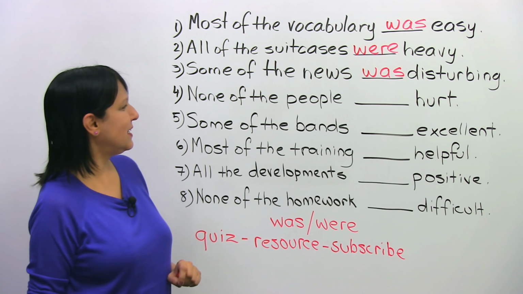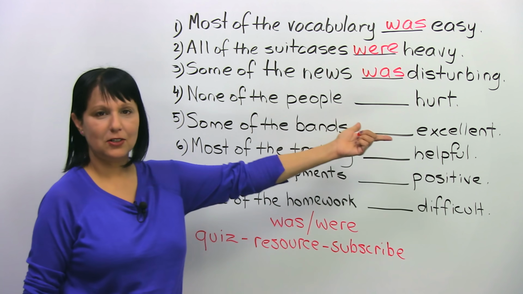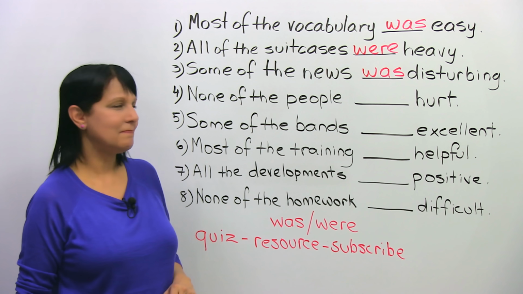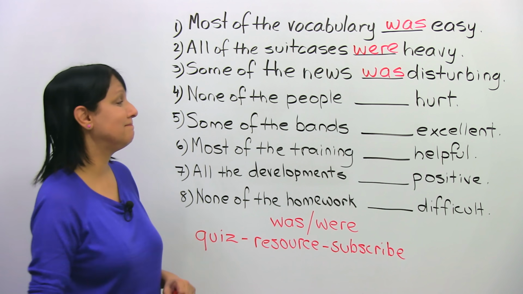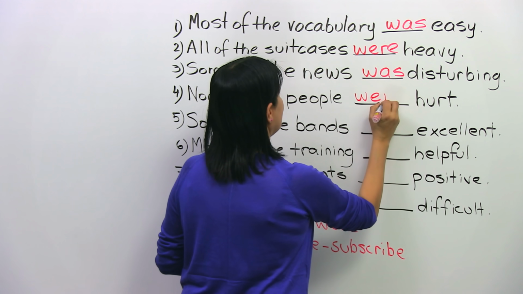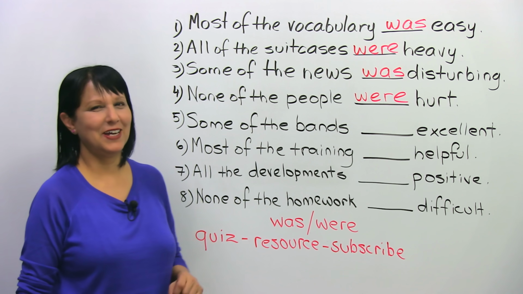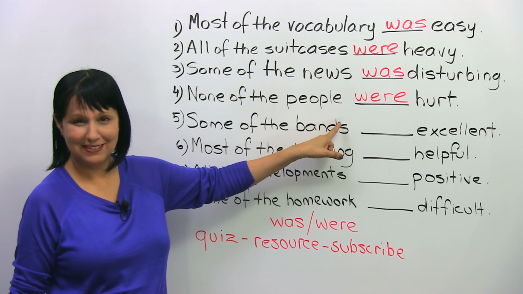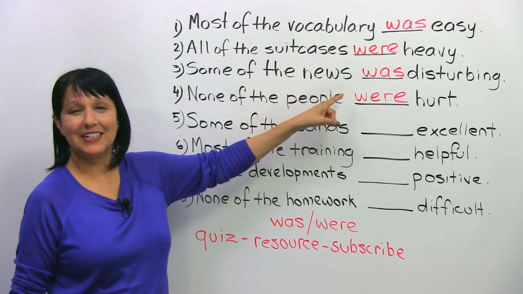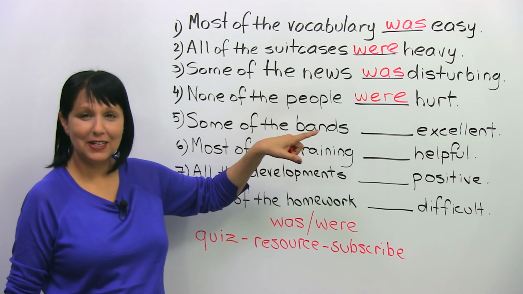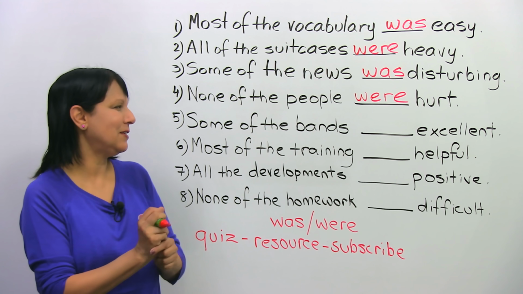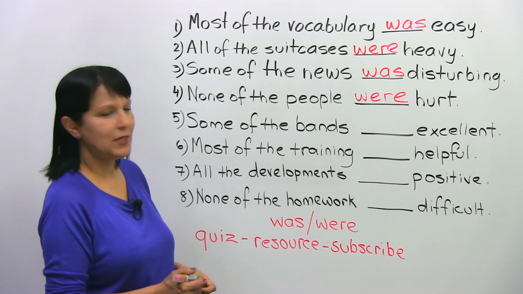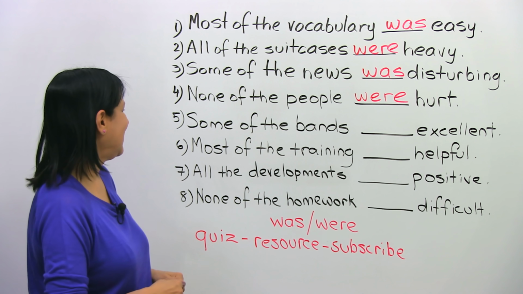Next, number 4. None of the people, blank, hurt. Was or were? None of the people were hurt. Okay, now what happened this time? This one is plural and there's no S. Okay, this one was singular and it had an S. This one, plural, no S. Sometimes English is funny, right? We know that. So this is a plural word, okay? That's all. All right, number 5.